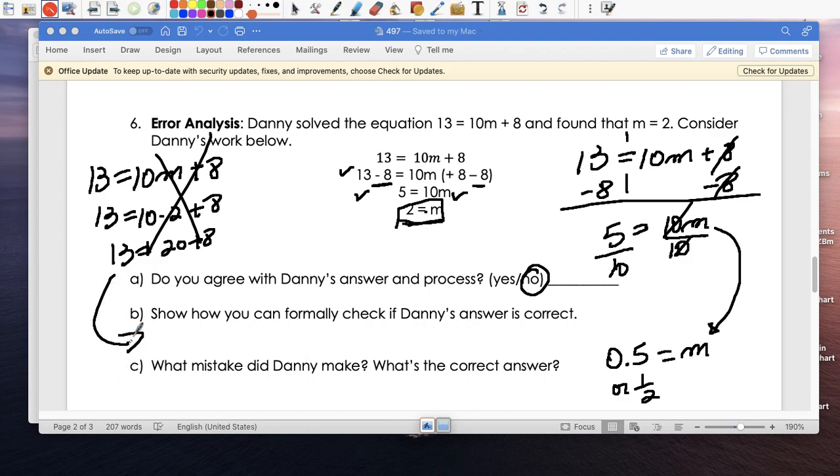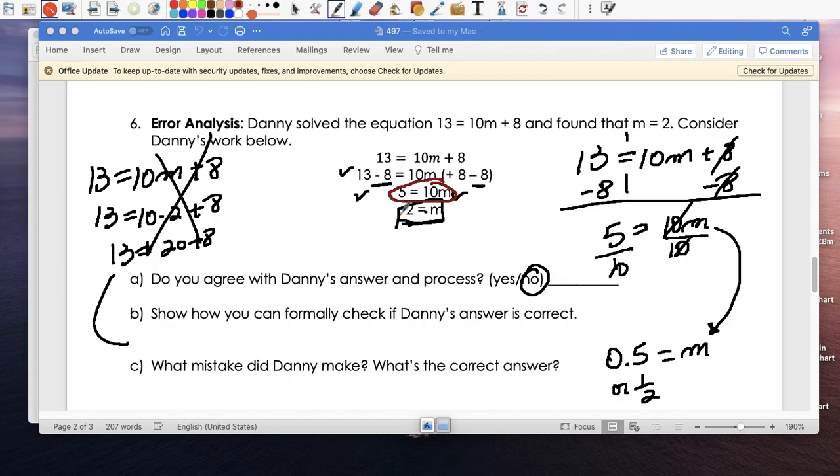So how can you check? We can just substitute, replace m with 2, and we could have just found out. What mistake did Danny make? Well, the mistake that Danny made, I'll highlight it over here, in this section, I'll circle it. This section over here. From here is her mistake. Instead of dividing both sides by 10, she divided both sides by... Actually, I don't know what she divided by, because how did she get 2? Well, she was supposed to divide by 10.